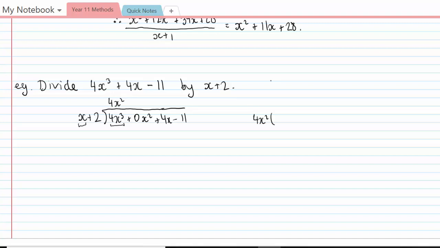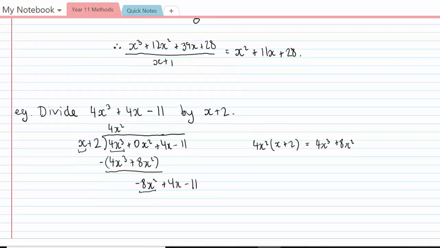Write the 4x squared out the front. Then we'll write the x plus 2 here and expand it out. So that leaves us with 4x cubed plus 8x squared. We'll write those down here and take them away. So 4x cubed take away 4x cubed is nothing. 0x squared take away 8x squared is negative 8x squared. And the other two terms have not had anything done to them, so we'll bring them down. We'll ask ourselves how many x's in negative 8x squared.